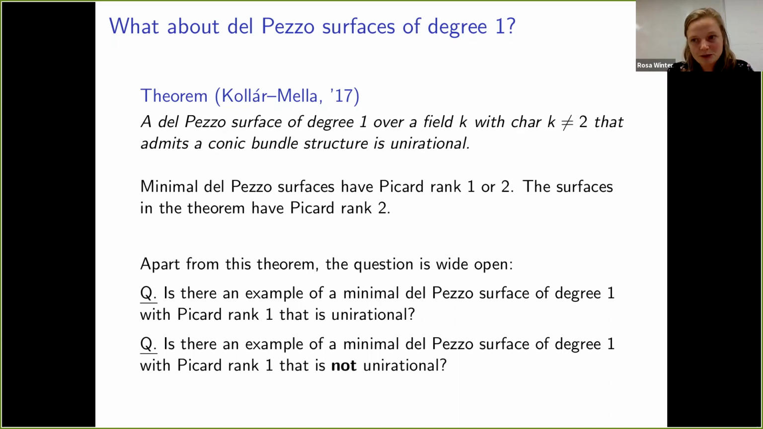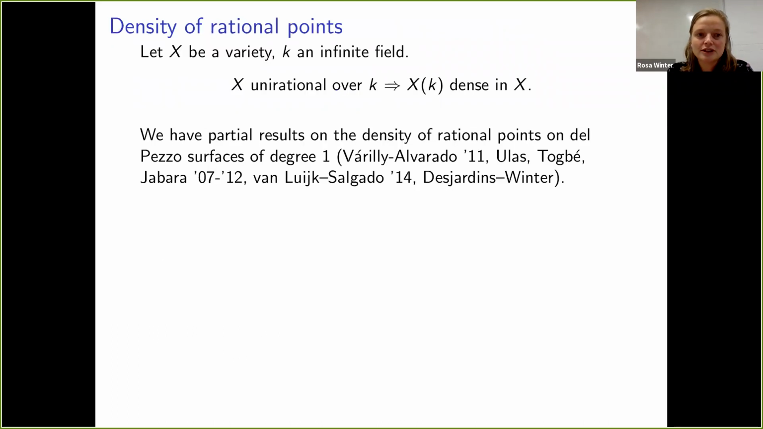So for the Alpeza surface of degree 1, this is really considered a very hard question, but there is a slightly easier question where we do have some partial results, and that is the density of rational points. So if you have an infinite field, then unirationality implies that the rational points are dense. And here we have some partial results for various families of the Alpeza surface of degree 1 or various fields, etc.